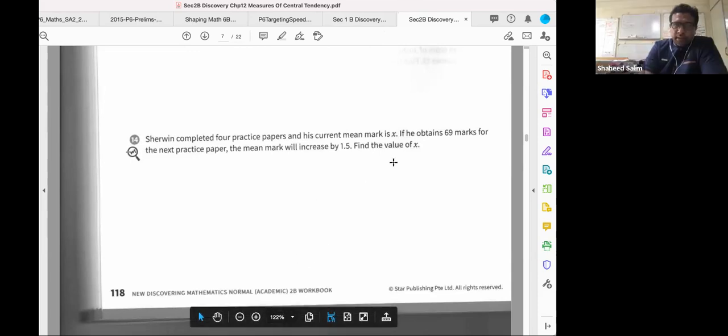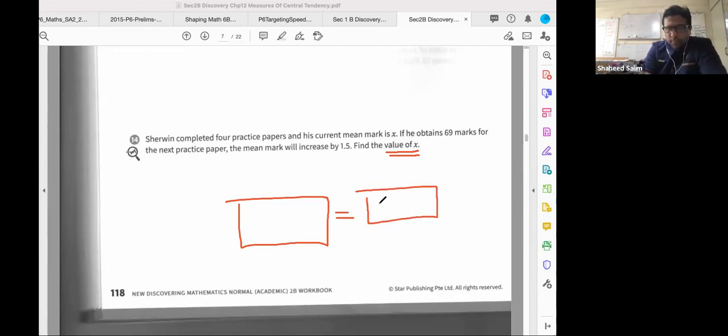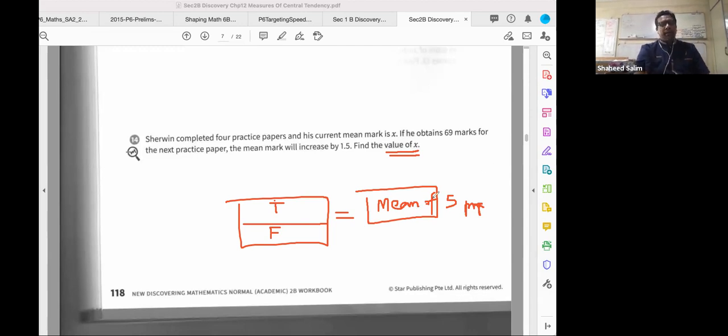Okay, you have to form an equation because you want to find the value of x. And the clue I'm going to give you is this one equals to mean, right? But mean of what? Mean of how many papers? 5 practice papers. The new mean, this new mean. Then down here is total over frequency. Frequency is 5. Okay, then this is your equation like that.